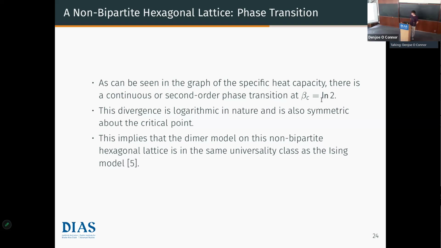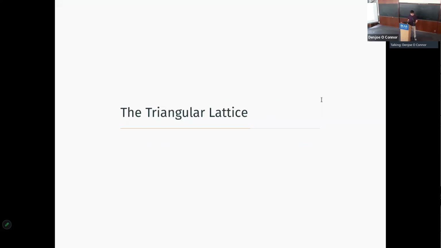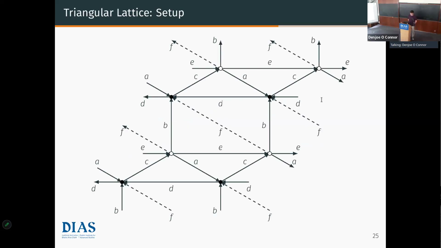Basically, by making the graph non-bipartite, we've now brought it into the realm of it being the same type of phase transition that's observed in the Ising model, which is interesting. Okay, so we see Ising-like behavior for one type of lattice that's non-bipartite. So I wanted to see if I could observe the same type of behavior for another non-bipartite lattice.